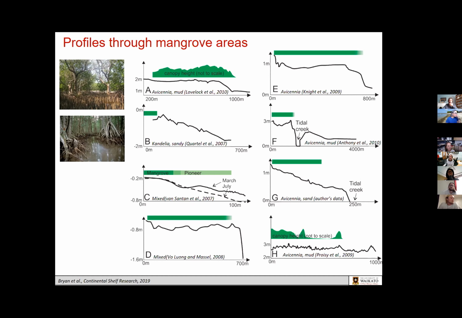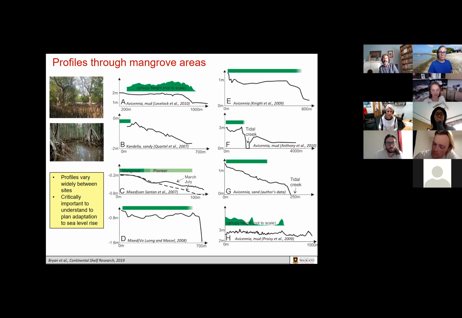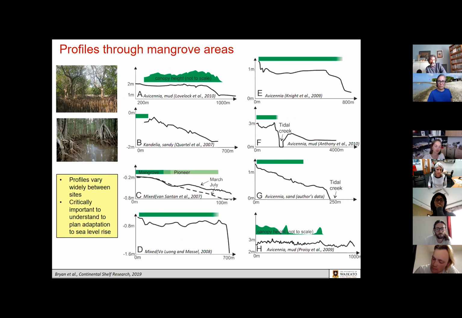But you can see that they really are very different, even with the same species. Avicennia can be flat-topped and high on the intertidal, or it can be linearly sloping. And it depends somewhat on whether the composition is made up of sand or mud. So the point of this slide is that profiles vary very widely between sites, and it's critically important to understand the shape of those profiles and how that develops as we make plans to adapt for sea level rise.